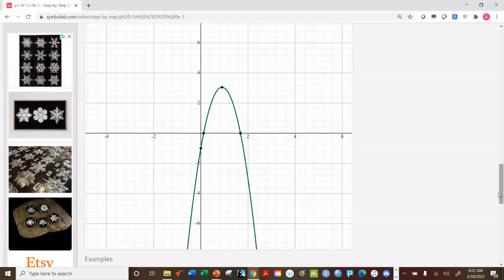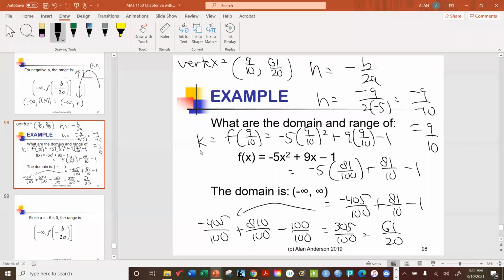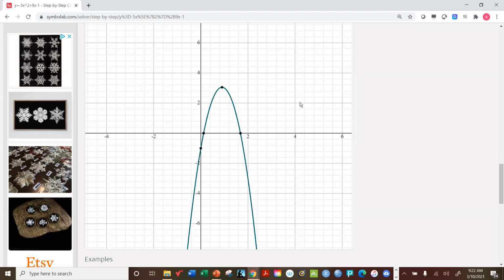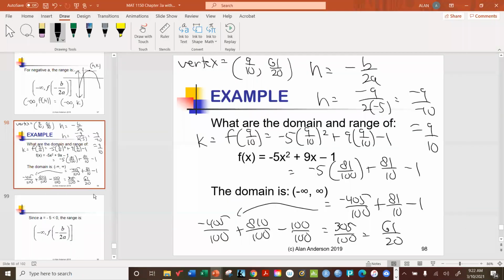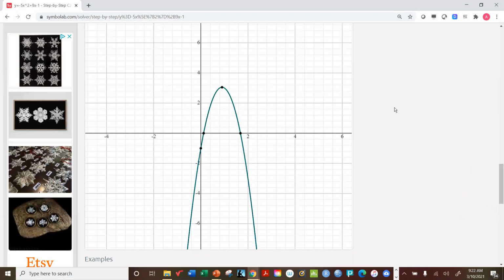And again, you can see the picture for yourself right here. But we're looking for this point, 0, comma, wait, sorry, no, we're not. Sorry, we're looking for the domain and the range. We know that we don't have to worry about the domain. The domain is just automatically the entire real number line. It's the range that we're looking for, which means everything from 61/20 down to negative infinity.